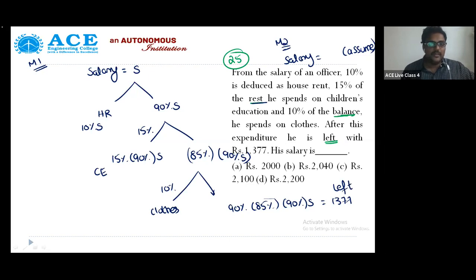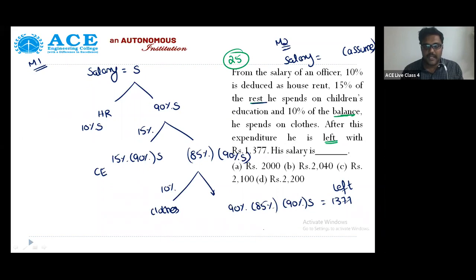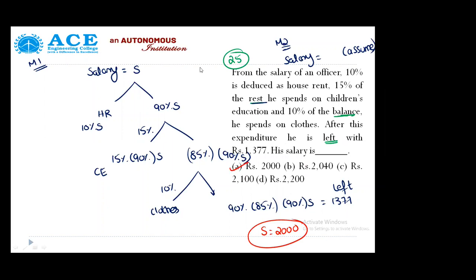You just try to do this calculation. What is the salary finally? 90%, 85%, and 90%, all these calculations. If you calculate, we get salary is nothing but 2000. This is method one. I think it may take more time for you people. You can go for method two as well. 2000 is the answer, guys, if you solve this equation.